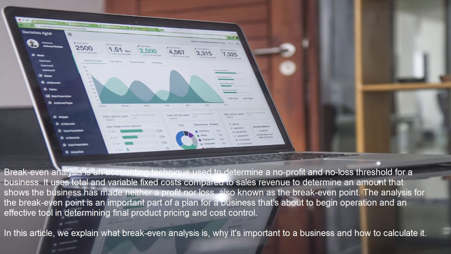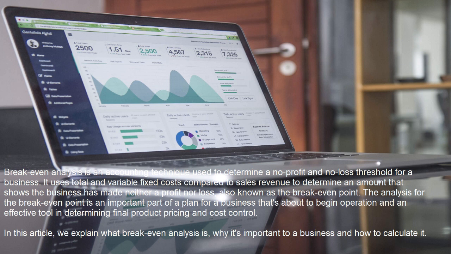Break-even analysis is an accounting technique used to determine a no-profit and no-loss threshold for a business. It uses total and variable fixed costs compared to sales revenue to determine an amount that shows the business has made neither a profit nor loss, also known as the break-even point.